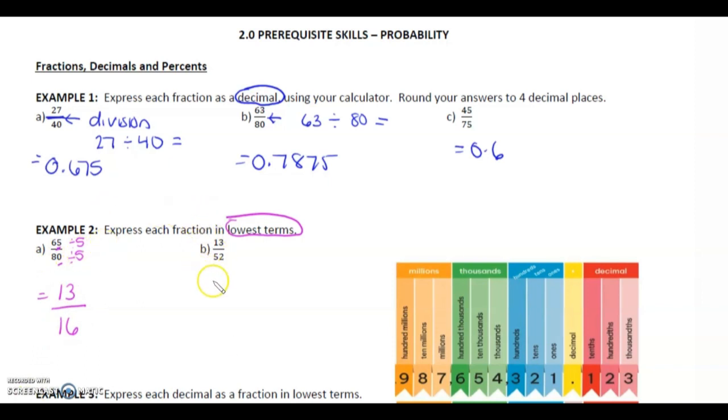Now we have 13 over 52. What number can we divide 13 by? And then the same number, what number can we divide 52 by? So this one's a little bit trickier, but it is actually 13. If you think about the number 13, 13 is a prime number. The only factors of 13 are 1 times 13. That's it.